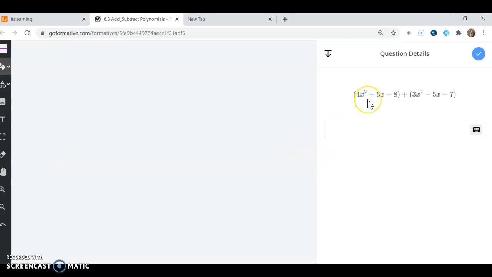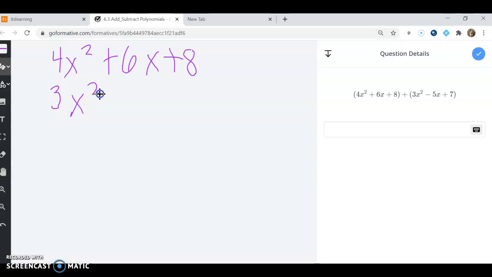Okay, so our first step is we have to get rid of the parentheses. Since there's no number, there's an invisible 1, and 1 times anything is just itself. So we have 4x squared plus 6x plus 8. Then I'm going to do the same thing for the second parentheses, since 1 times anything is just itself. So I have 3x squared minus 5x plus 7.